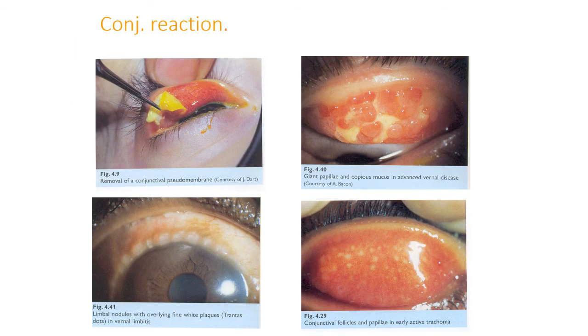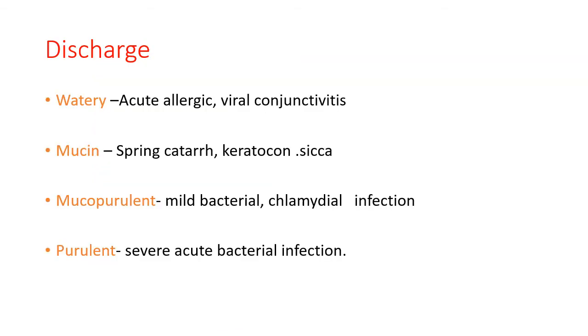So these are some pictures that we are seeing in your conjunctival class. The first is membrane. It can be pseudomembrane or true membrane. The second picture shows allergic conjunctivitis, that is vernal catarrh. The third is again a picture of allergic conjunctivitis, that is a limbal variety. And the fourth picture shows the presence of follicles in the palpebral conjunctiva.